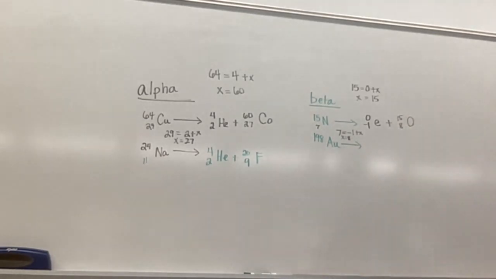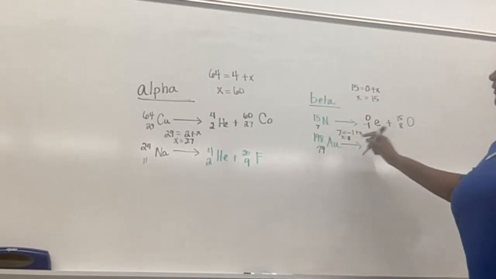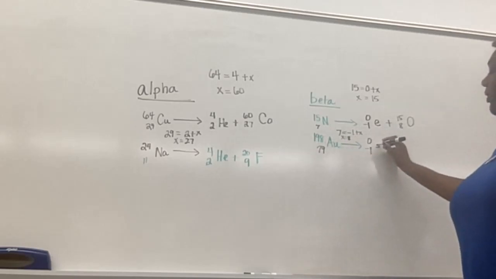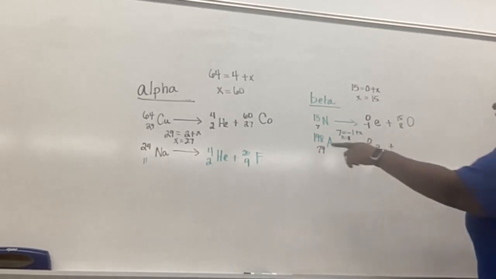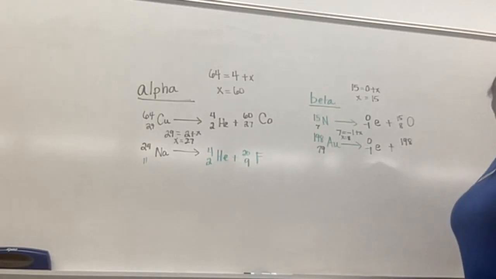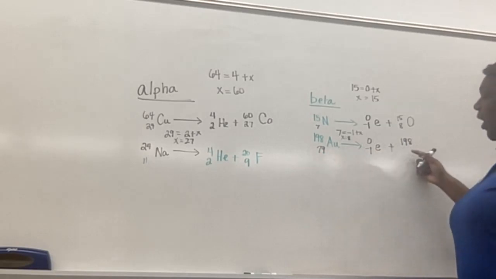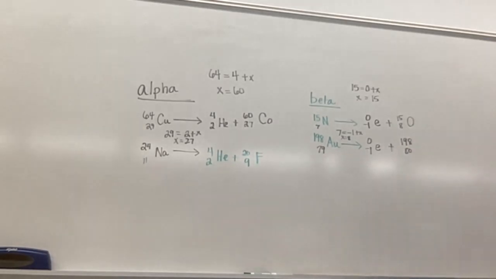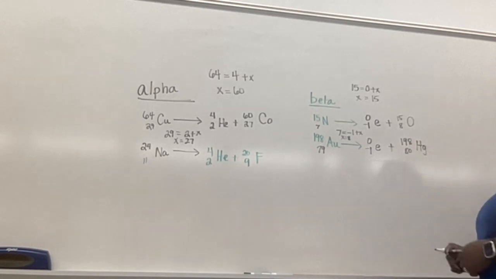Same thing when we have gold 198. The atomic number for gold is 79. And so when we do the math, we know it's a beta particle. So we're going to do the 0 over negative 1 e plus. Notice that our mass does not change because that's a zero. So we know we're going to end up with 198 on the top. And we know that our atomic number has to go up by one. So 79 plus one gives me 80. And atomic number 80 on the periodic table is the element mercury.